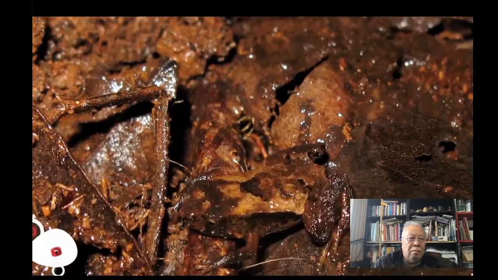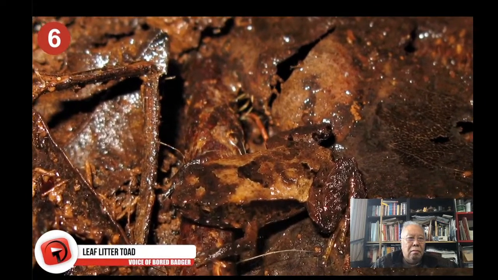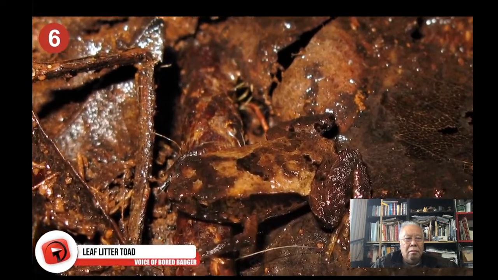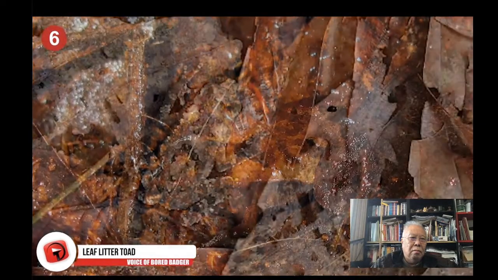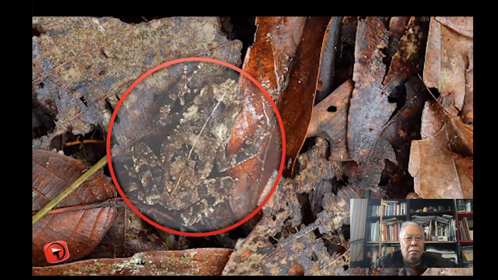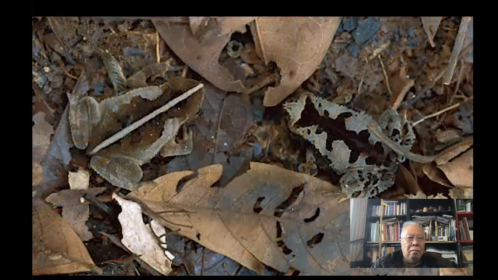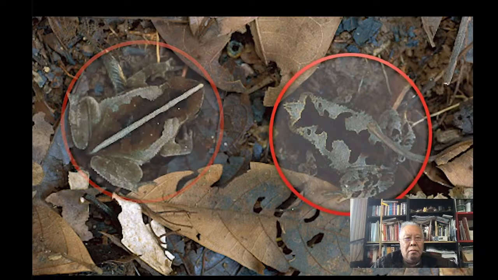Number 6. Leaf litter toad. Leaf litter toads, like the one in this image, effectively camouflage with the fallen leaves on the ground. Much like a dead leaf butterfly already mentioned on this list, the litter toad makes use of forest leaves to blend in with its environment. Although these amphibians can grow quite large, up to 3 inches in length, they are incredibly difficult to distinguish from the fallen leaves on the forest floor. Because they are nocturnal, the litter frog must use its camouflage during the day to avoid being picked off by predators.